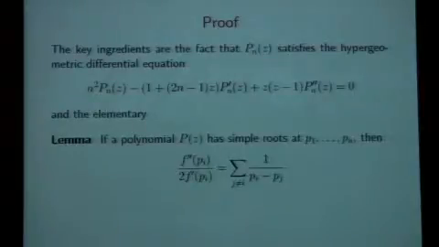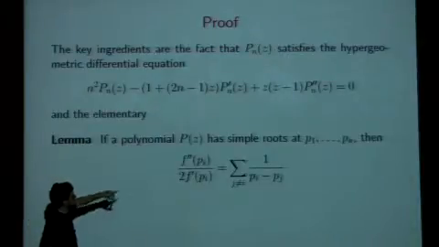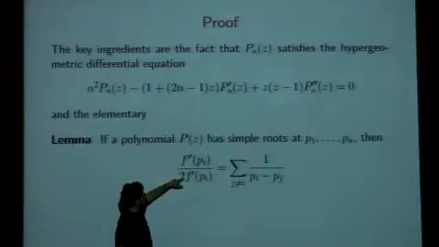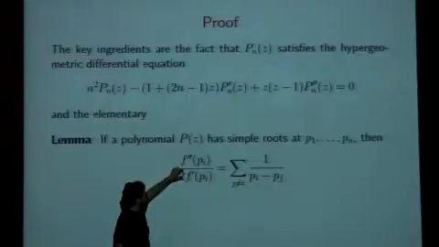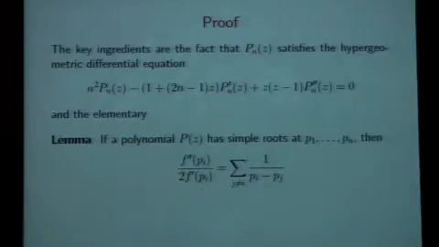That's ingredient number one, and that's already a quite important observation, that these mysterious polynomials I wrote down satisfy a common hypergeometric ODE. Secondly, a very general elementary calculus fact: if you have a polynomial with simple roots placed at p1 to pn, then the second derivative over the first derivative divided by 2 at the pi is just the right-hand side of my balance equations, right? If you use your visual memory to remember the right expression at the bottom.